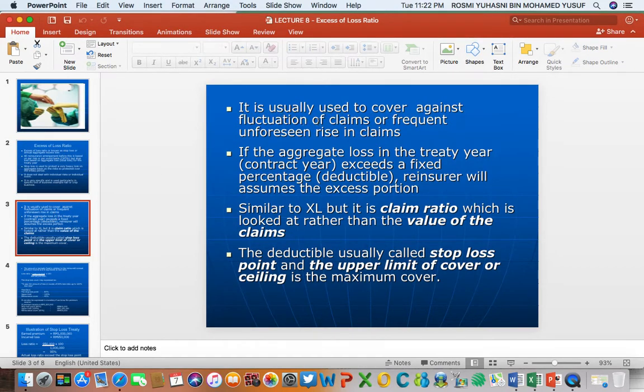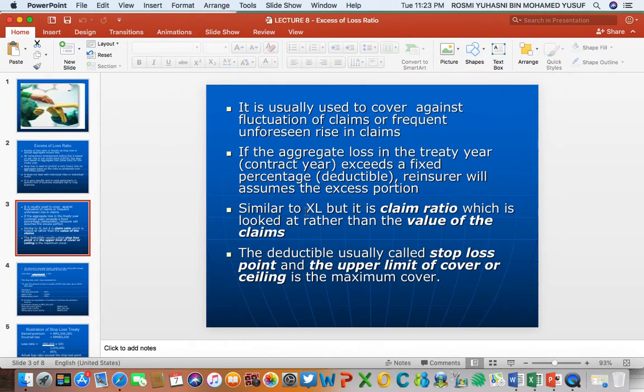It is used to cover against fluctuations of claims or frequent unforeseen rises in claims. Seasonal damage is not easy to predict. There are certain months with drought season where there is no rain, so the crops will get damaged, or certain months with heavy rain, like monsoon, which also will cause damage to crops. So there can be fluctuation of claims. But it is very difficult to predict the weather, or the sources of the peril which cause loss to these crops. So if the aggregate loss in that year exceeds a fixed percentage in terms of deductible, the reinsurer will assume the excess portion.